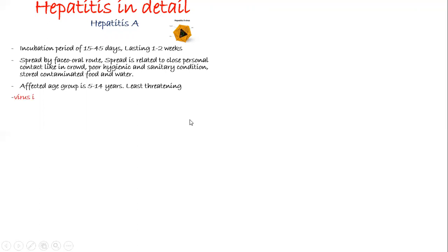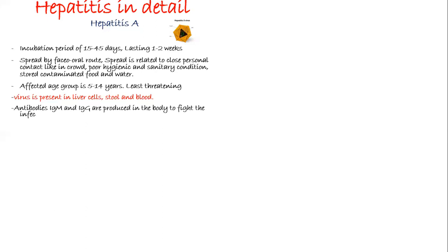This virus is present in liver cells, stool, and blood. Antibodies are produced against this virus in the body, including IgM and IgG, which fight the infection. The symptoms of hepatitis A include dark urine, light stools, fatigue, nausea, vomiting, abdominal pain, fever, and jaundice.